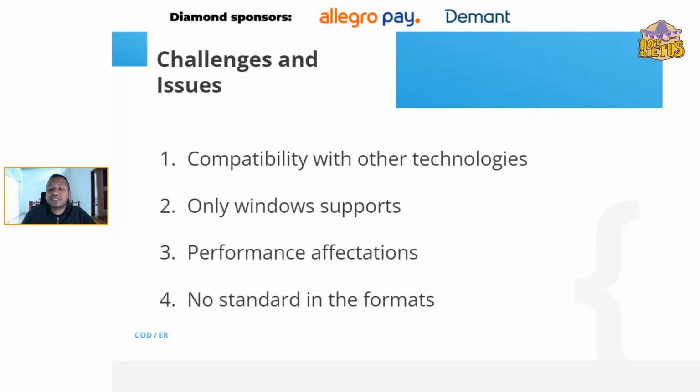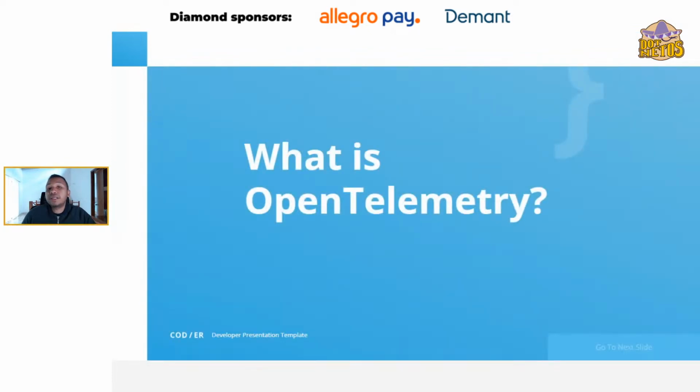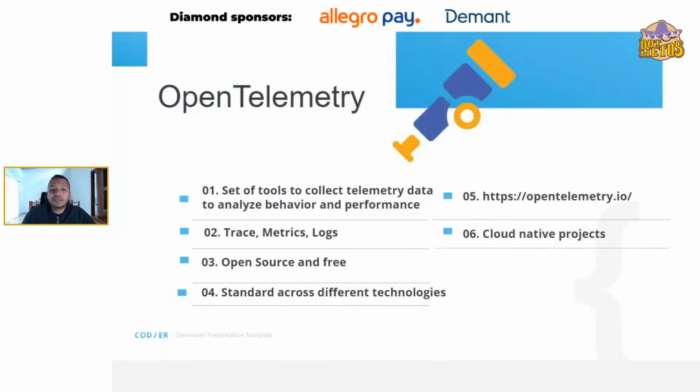So this is why OpenTelemetry is amazing, and we will see this in the next slides. So what is OpenTelemetry? Let's talk about OpenTelemetry. OpenTelemetry is a set of tools to collect telemetry data and analyze behavior and performance. We can detect issues. We can improve how the components in the application are communicating or sending data, that kind of thing.